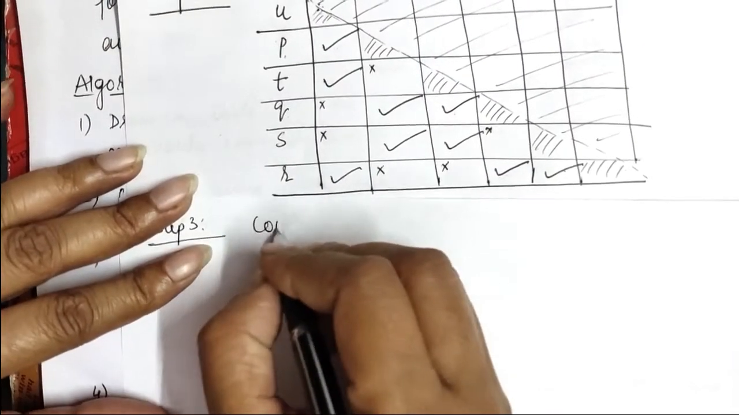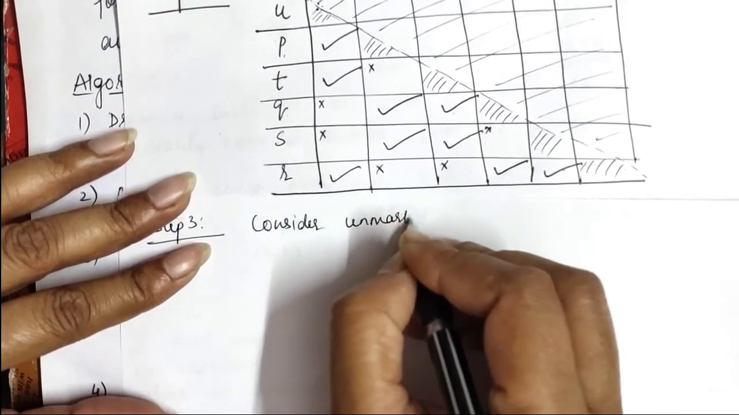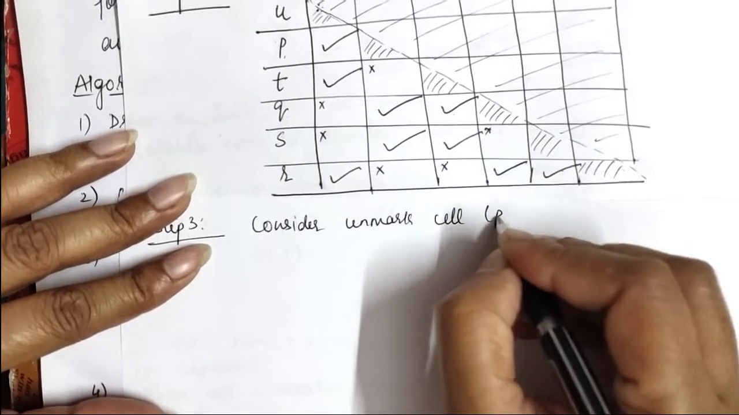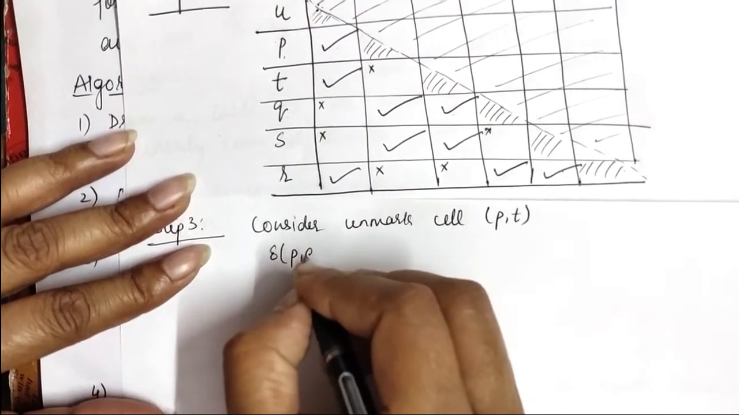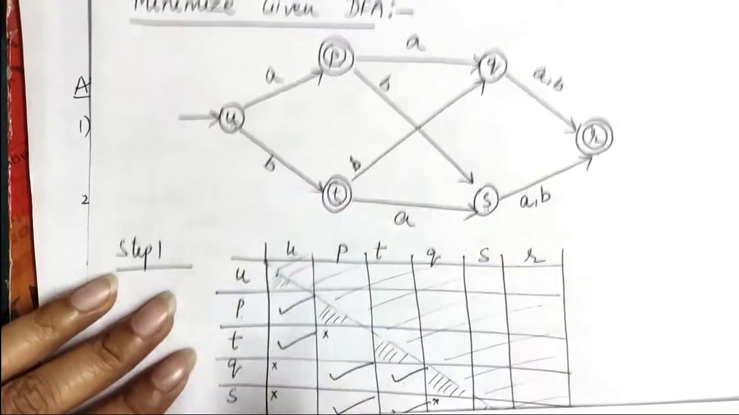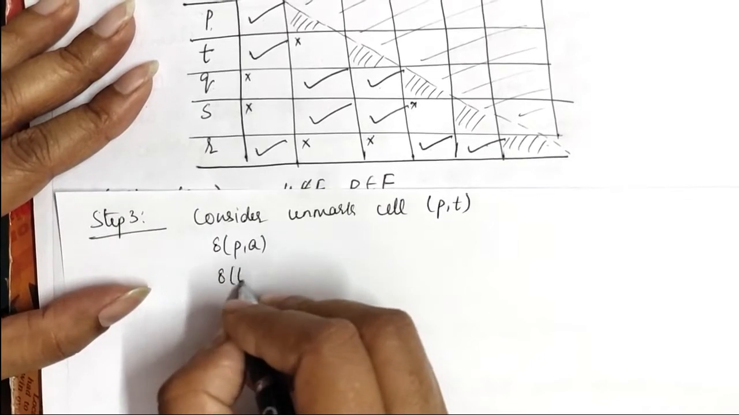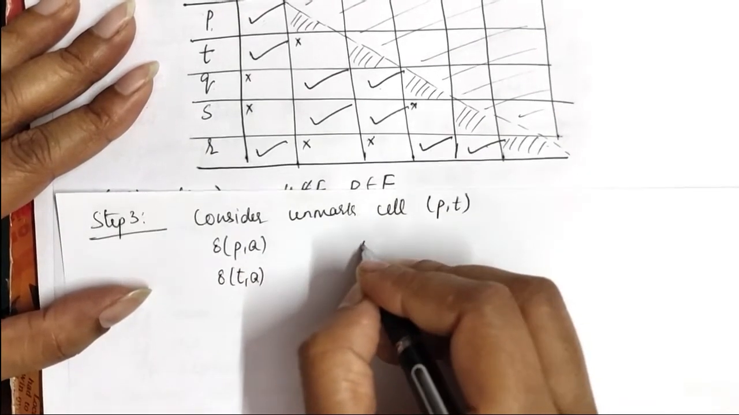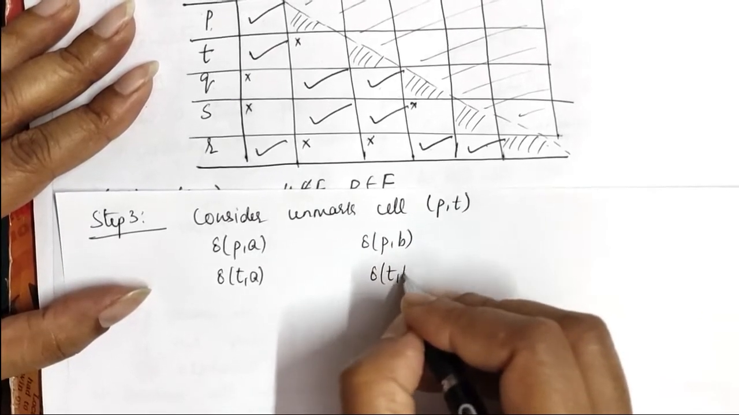So we consider the unmarked cell, that is P comma T, and we find out the transition function of P comma A, because our input is small a and small b. So we find out the transition of P comma A, similarly the transition function of P comma B.